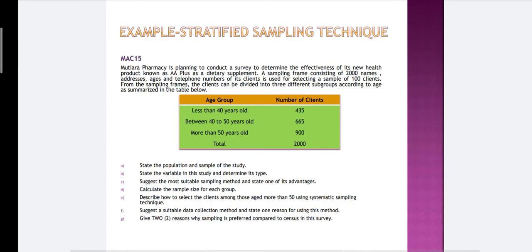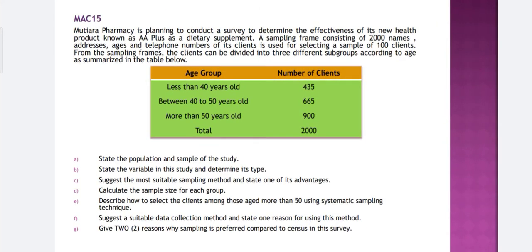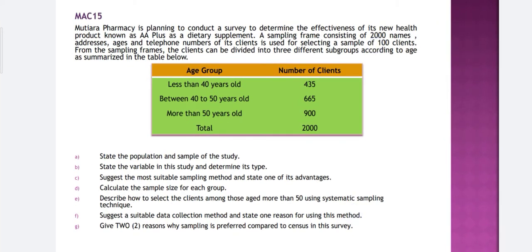Okay, I will show you the example from the past year question. Mutiara Pharmacy is planning to conduct a survey to determine the effectiveness of its new health product known as AA Plus as a dietary supplement. A sampling frame consisting of 2,000 names, addresses, age and telephone numbers of its clients is used for selecting a sample of 100 clients.